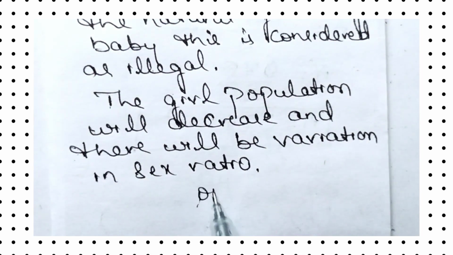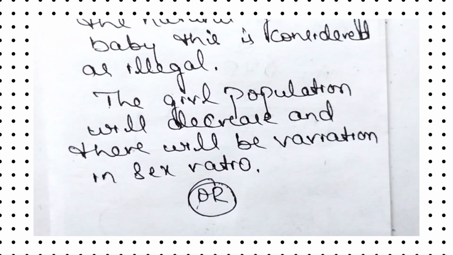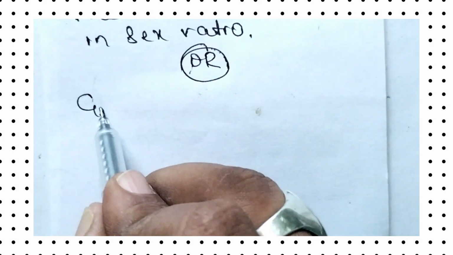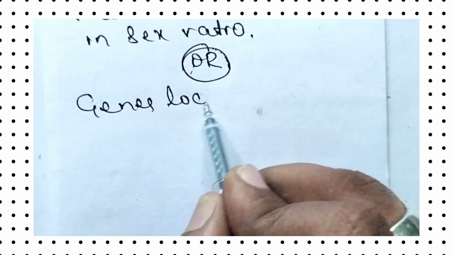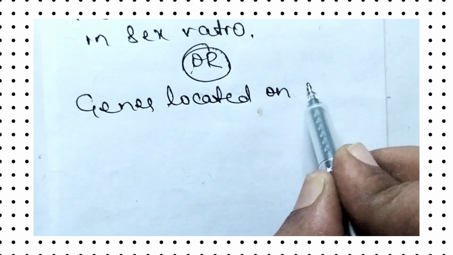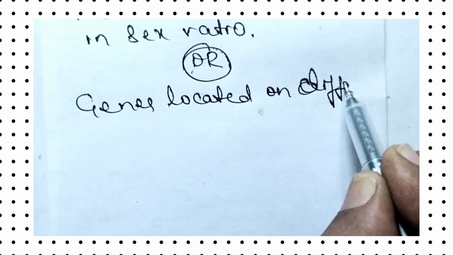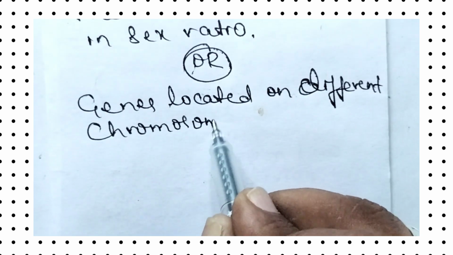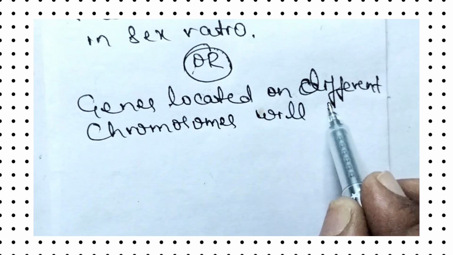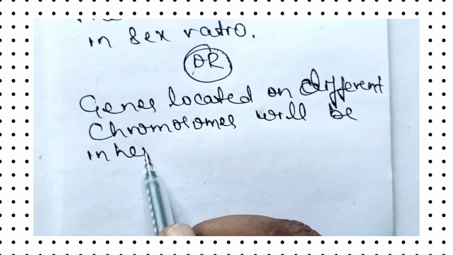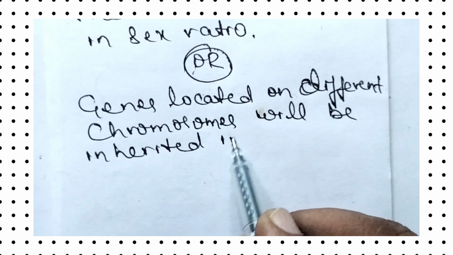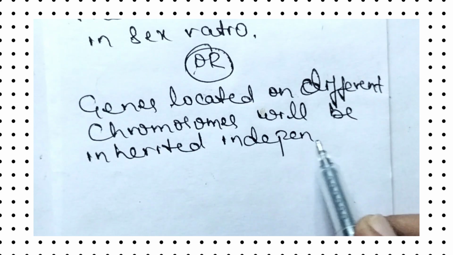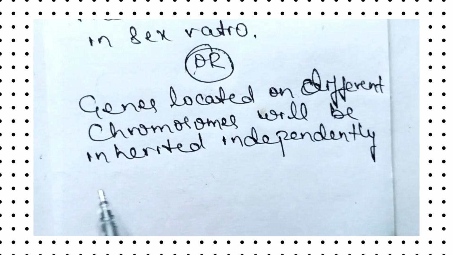In that, one more internal choice question is there, that is, are traits inherited independently? Justify. Now let us answer this question. Genes located on different chromosomes will be inherited independently of each other.